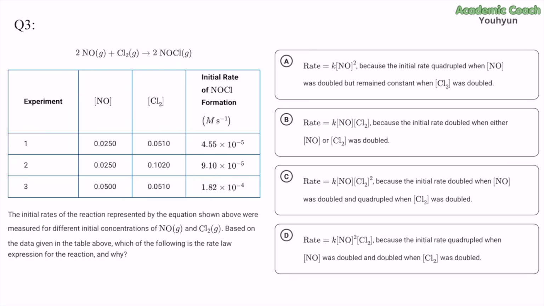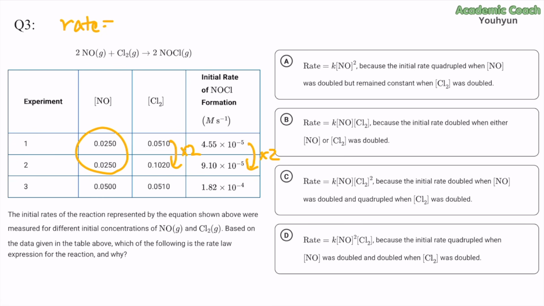Question number 3. The initial rates of the reaction represented by the equation shown above were measured for different initial concentrations of nitrogen monoxide and chlorine. Based on the data given in the table above, which of the following is the rate law expression for the reaction and why? We are given 3 experiment trials. If we compare experiment 1 and 2, then you will see that concentration of NO remains the same, while the concentration of chlorine doubles. And the initial rate from experiment 1 to 2 also doubles.